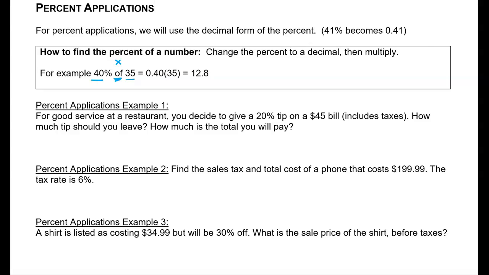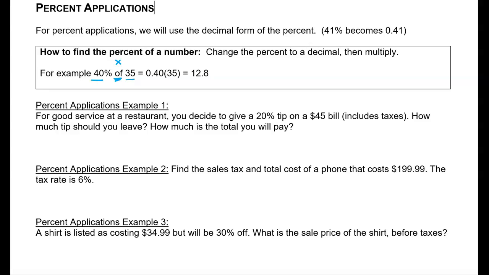And then you can always use estimation to see if you are in the right ballpark. So 50% is half of a number. So half of 35, you can look at 12.8 and just ask yourself, does that seem like it's a little less than half of 35? And yeah, that seems reasonable. But hopefully you also have a calculator to double check your answer as well.